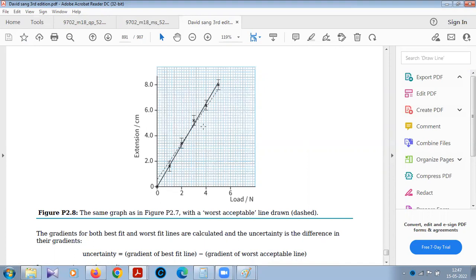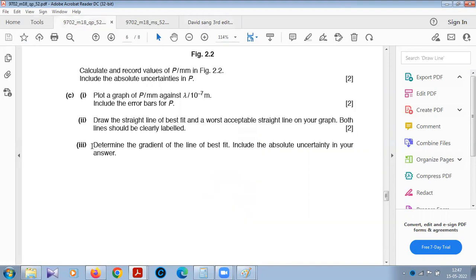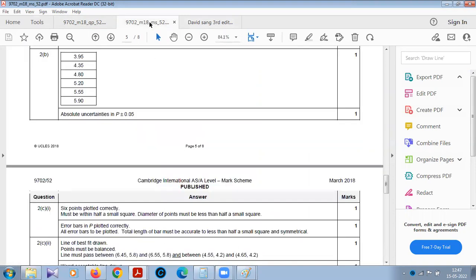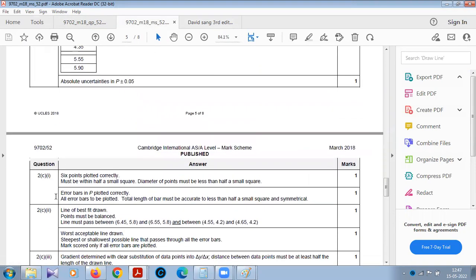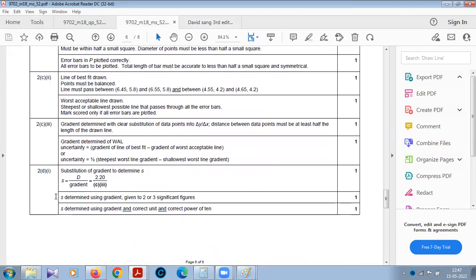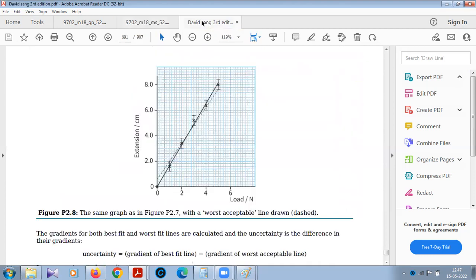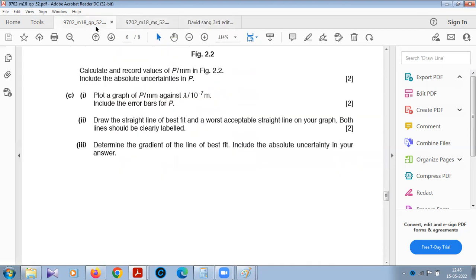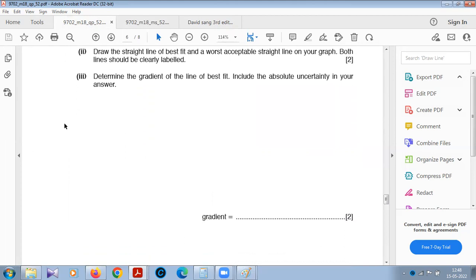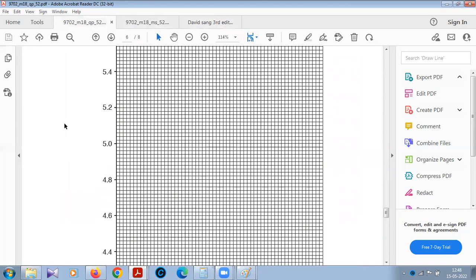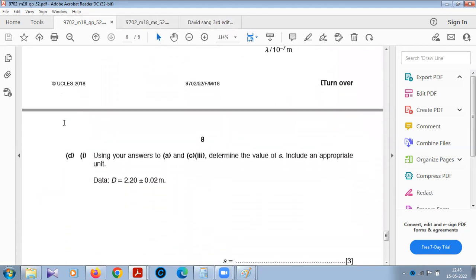Because you have to find out the uncertainty also. You read the question here: you have to find out the uncertainty in your answer for the gradient. If you see the marking scheme, the uncertainty is equal to the gradient of best fit minus the gradient of worst fit. So that is the uncertainty. You have to find out the slope of the worst fit line also. If you do like this, you will get these marks.